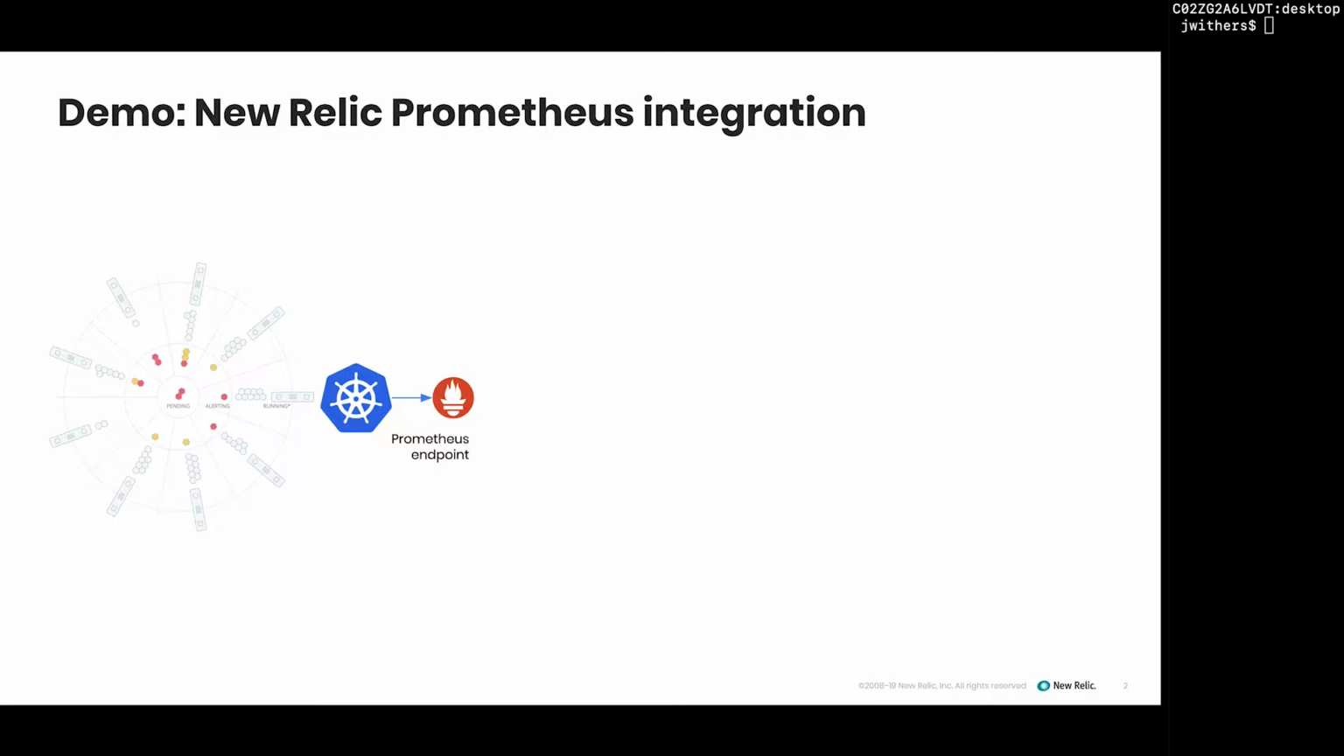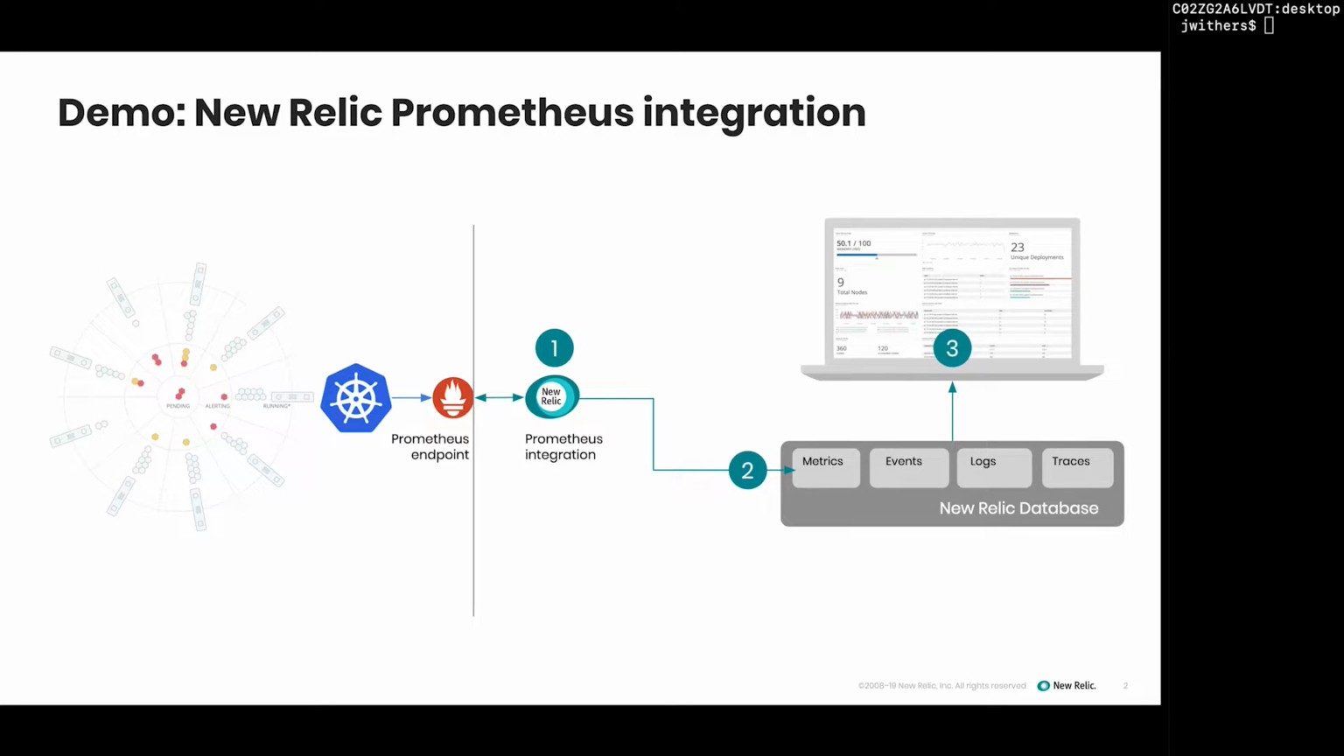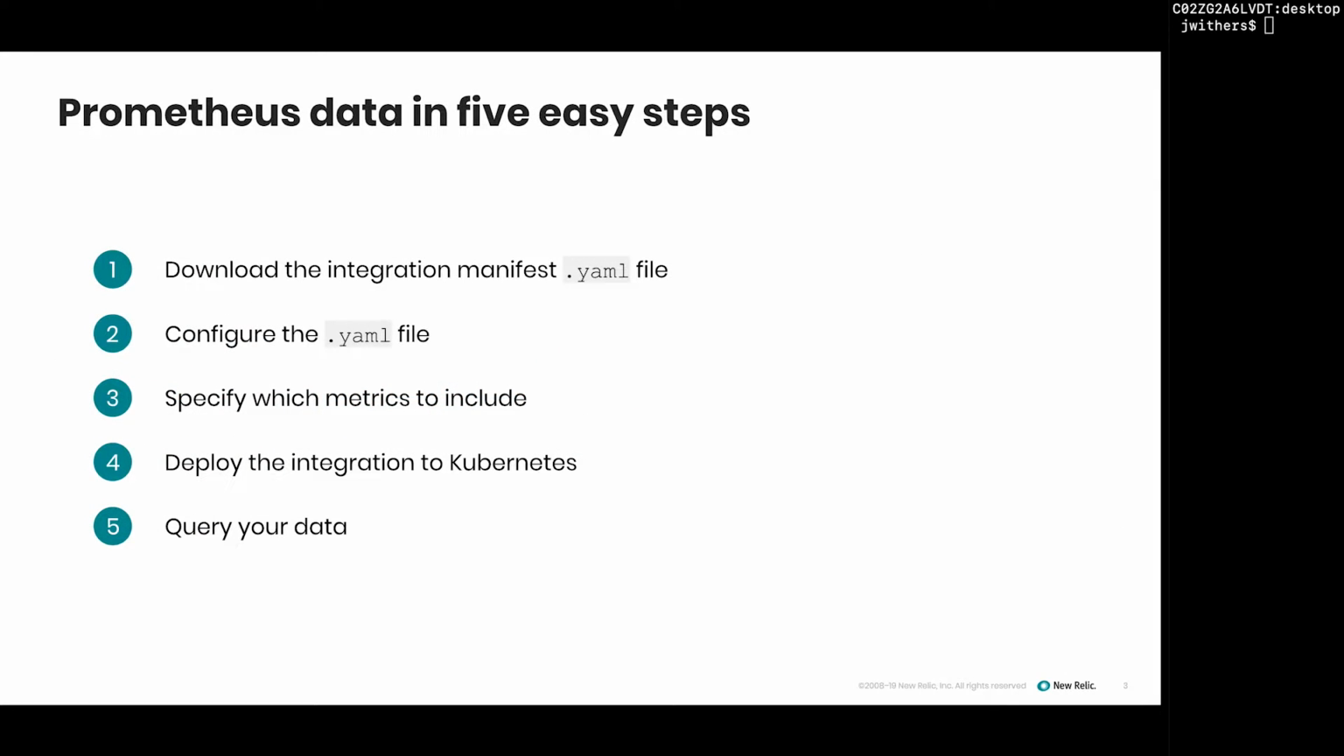So here's how the integration works. It automatically discovers the endpoints in the same way that the Prometheus Kubernetes Collector does, which is it looks for prometheus.io/scrape annotations or labels. Next, our integration sends your metric data to New Relic database, removing the overhead for you of managing storage, availability, and scalability of the Prometheus server itself. And finally, you're able to query and visualize your metrics within the New Relic UI, just like you do with any other data. So to do this, we're going to follow five simple steps.